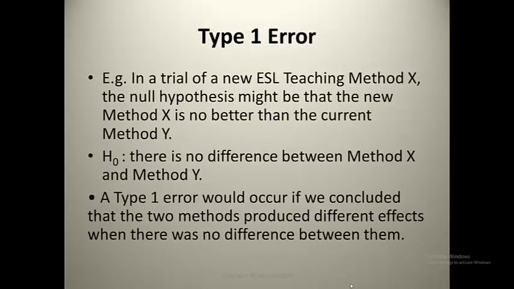Type 1 error, in this case, with an example: in a trial of a new ESL teaching method X, the null hypothesis might be that the new method X is no better than the current method Y. So the null hypothesis, denoted with an H and subscript 0 over here, is that there is no difference between method X and method Y. A type 1 error would occur if we concluded that the two methods produced different effects when there was no difference between them. Okay? So this is called type 1 error. All right? When we conclude that the two methods produced different effects when there was no difference between them.